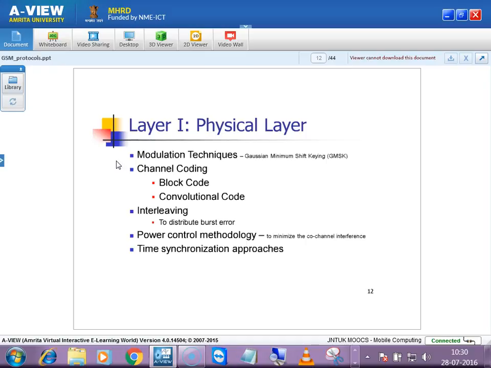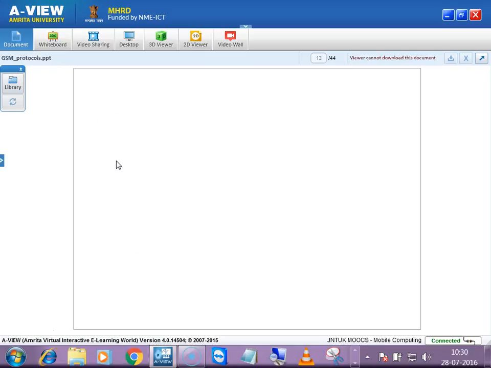And time synchronization approaches: when to send, what to send, and if we send it at this particular time, will the receiver be capable of receiving that, and is the receiver ready or not ready? These kinds of things will be taken care of by the physical layer.